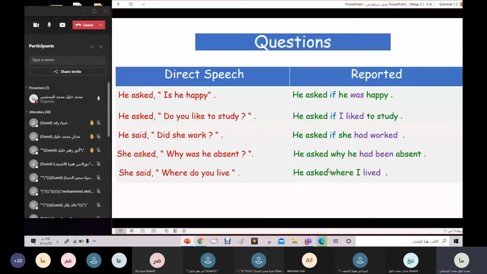So this is about the questions. I have a question. Can we say she asked me where did I live? No. Where I lived. Or if it is in the past, where did you live? He asked me where I had lived. We have to change the order. In reported questions, you have to change the order of the sentence, not keep it as a question. It must be as a statement.